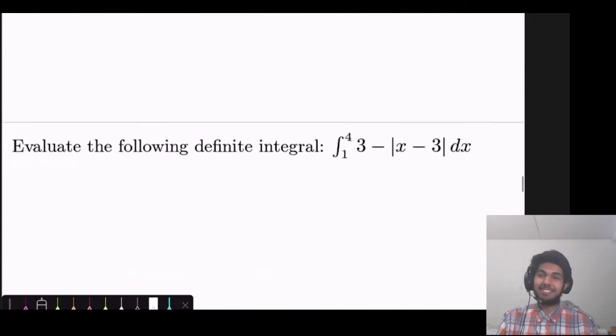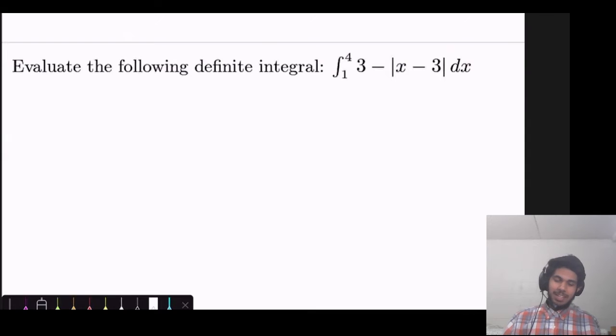And this is a very difficult question that we're going to move on to. We have the integral from 1 to 4 of 3 minus the absolute value of x minus 3 dx.